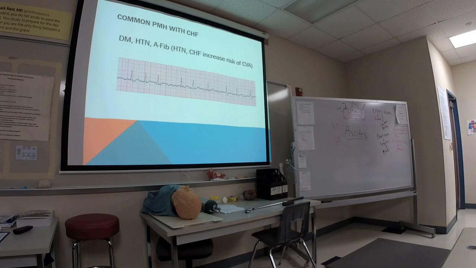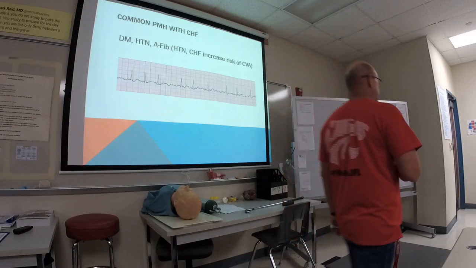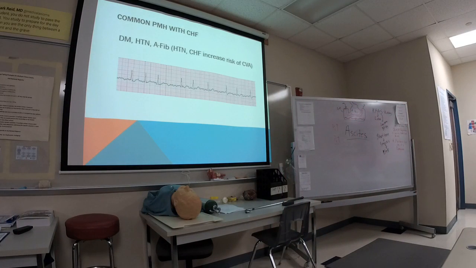One thing that the CHF patient has that's common: all these are common with CHF patients. Diabetes, that's the abbreviation for diabetes. They typically have hypertension, and they're in this cardiac rhythm called atrial fibrillation. It's a very easy rhythm to interpret because it's irregular. It's regularly irregular. So it's an irregular rhythm.